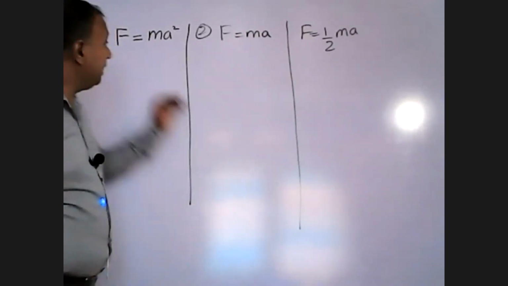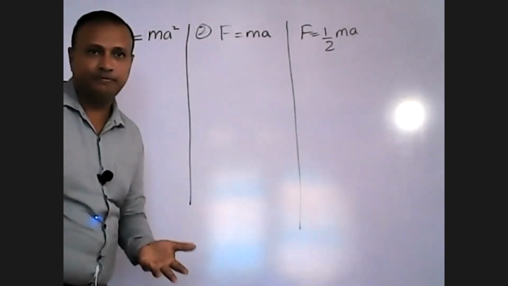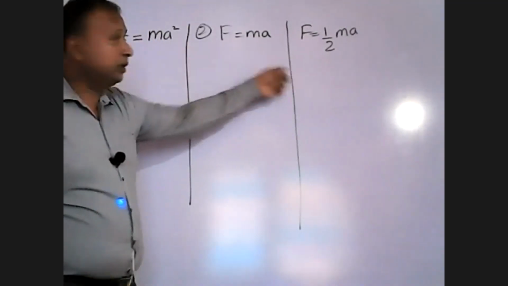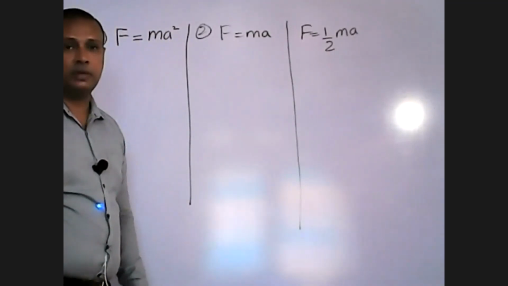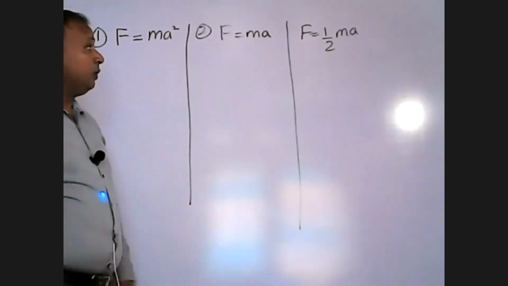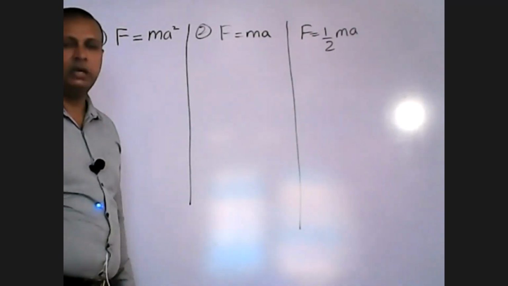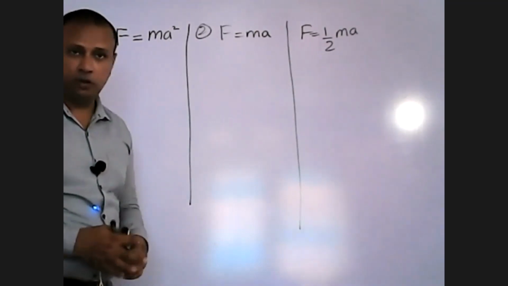Actually, I have taken F equals m a because we know this equation. We know this one is the correct one. The other two are incorrect equations. That's why I chose this one. Let's determine whether the equation is correct or not.